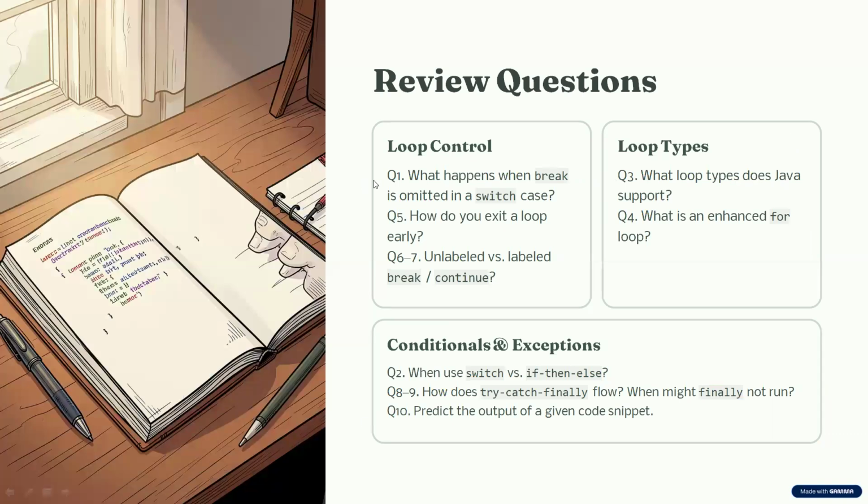So what do you do? What happens when break is omitted in a switch case statement? How do you exit a loop early, unlabeled versus labeled break and continue? What loop types does Java support? What is an enhanced for loop? Conditions and exceptions: when to use switch versus if? How does try catch finally flow, and when might finally not run? This is exception handling, which we are going to see in a later part. Predict the output of given code snippets. Okay, this is what we have to practice.